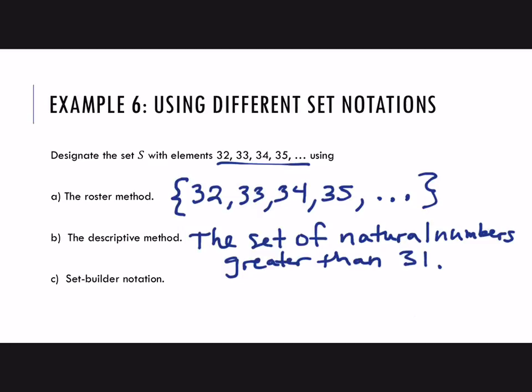And then finally, set builder notation. So we say the set of all X such that, and then I need to just say in symbols what I said in words. So I know these are natural numbers. They're all elements of N, all elements of the natural numbers, and they're greater than 31.